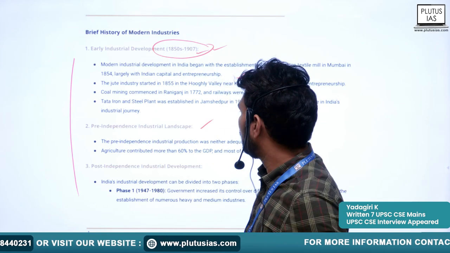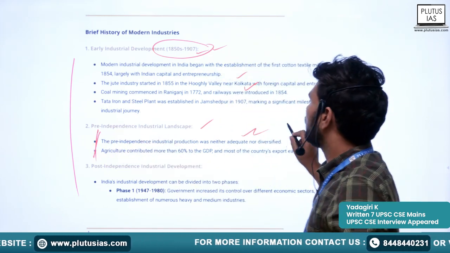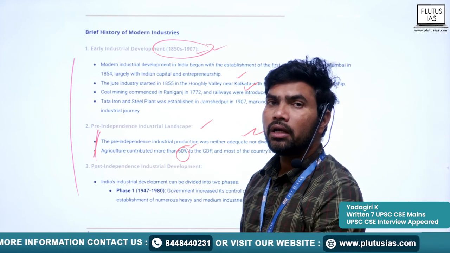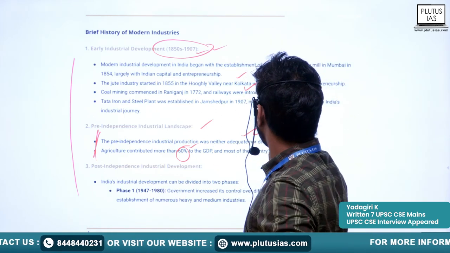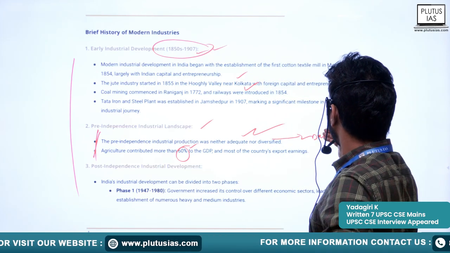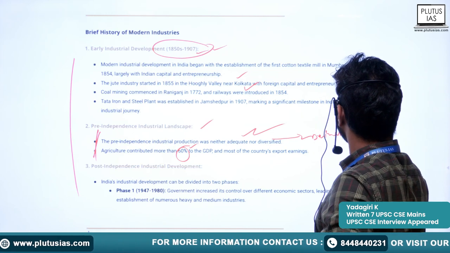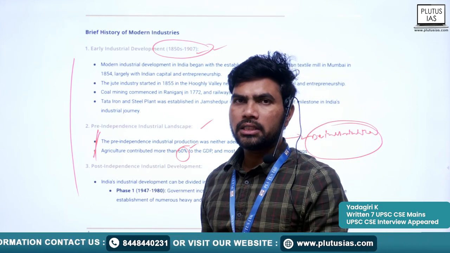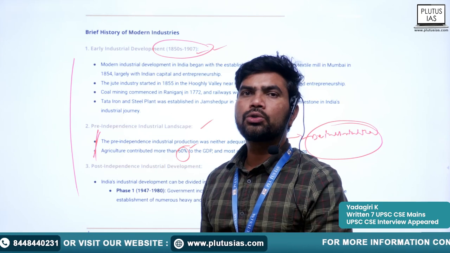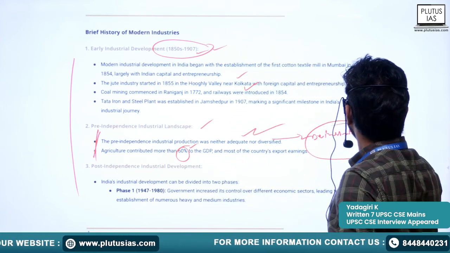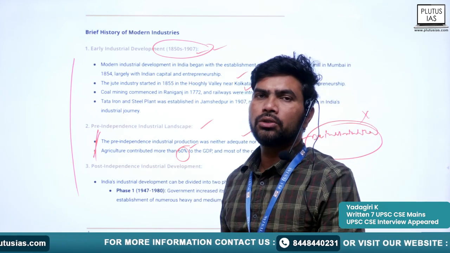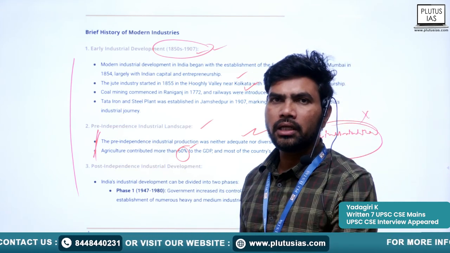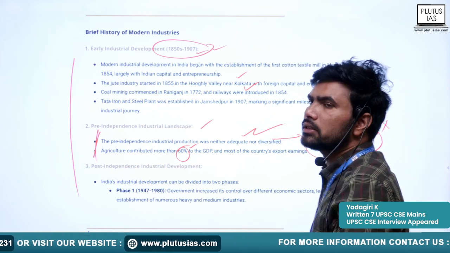Pre-independence industrial landscape: there also we can say a bleak scenario of the industrial sector, because agriculture contributed up to 60% of the total GDP. As you all know, during the British era, deindustrialization happened. The cottage industries, where artisans used to produce or manufacture goods, were destroyed due to British policies, and the artisans became agricultural laborers. In this way, deindustrialization happened in India.